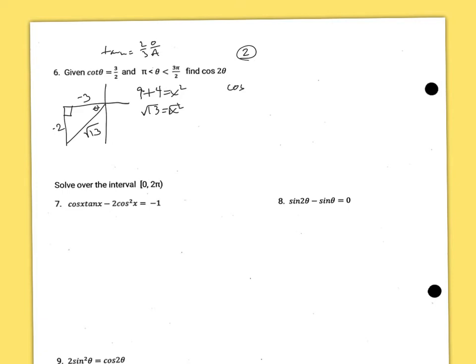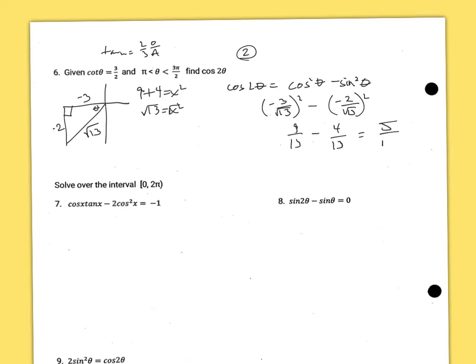And for the cosine of 2 theta, I like the first one, so I'm going to use the first one. You can use whatever you want. I like the first one because it gets rid of the negatives and the radicals. So we have negative radical 3 over radical 13, sorry, and then this will be minus, and the sine is negative 2 over the square root of 13 squared. So this is 9/13 minus 4/13. 5/13. Usually works out pretty smooth.